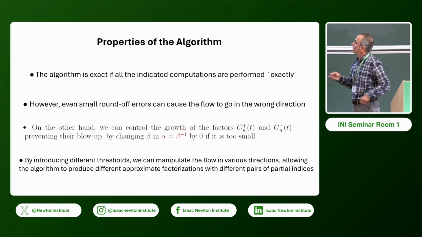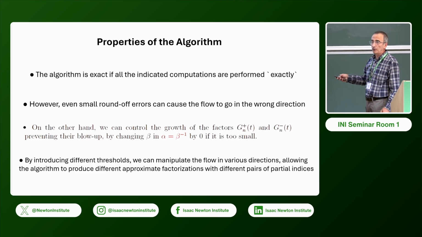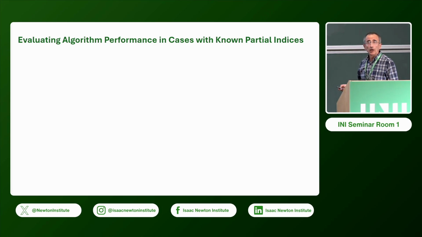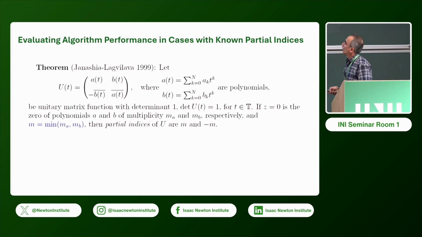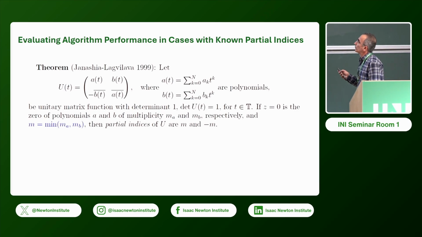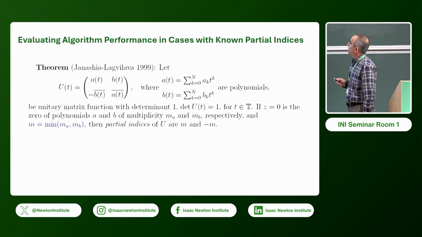We should introduce different thresholds. It might differ when we should assume that this alpha is close to 0 because of round-off errors or because of the difficulty of the problem. Therefore, first of all, I would like to show that this algorithm works well in some known cases where we know theoretically in advance the exact values of the partial indices.